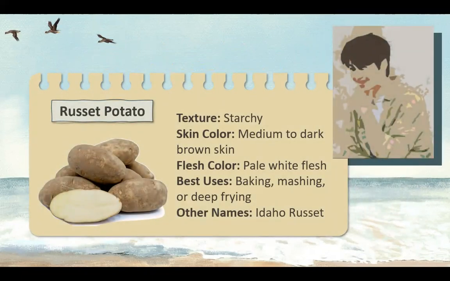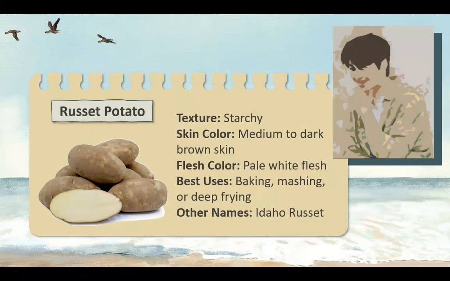Potatoes can be categorized by their texture, which are starchy, waxy, or all-purpose. Starchy potatoes have a high starch content with dry, mealy flesh. The dry texture of the potato's interior causes it to crumble and break down easily, which makes it ideal for making mashed potatoes or using as a baked potato.